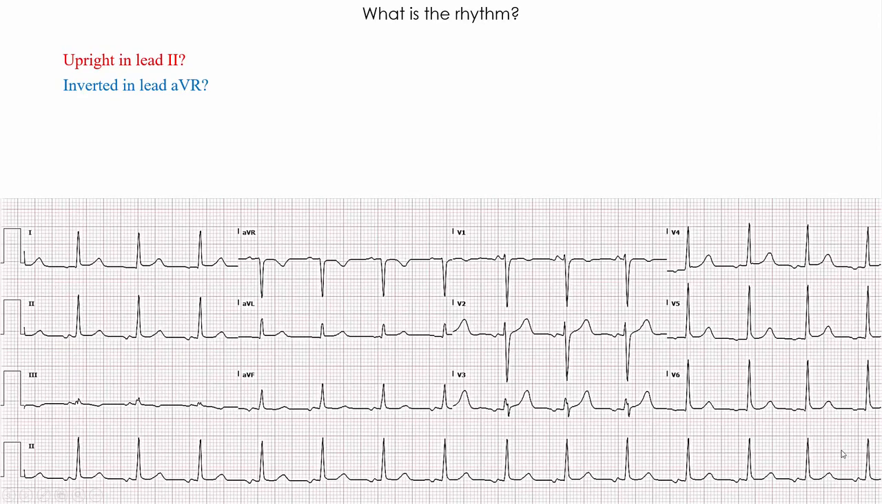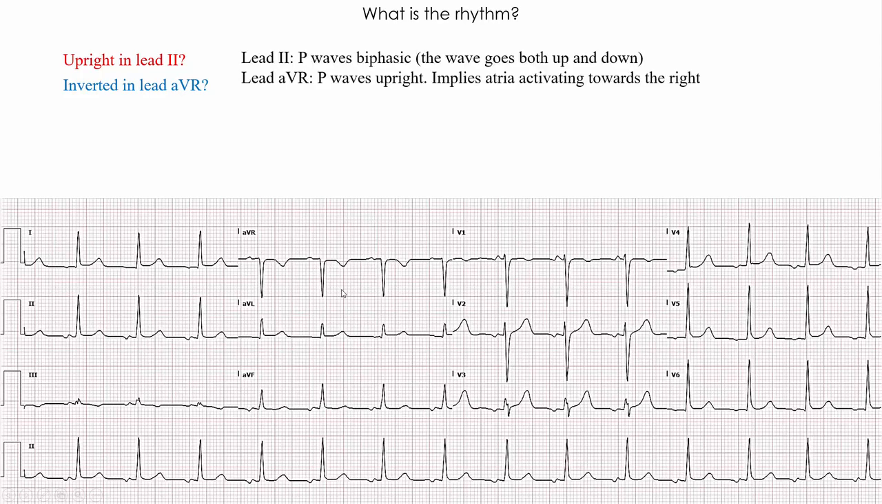Okay, what's the rhythm on this ECG? Well, we start by looking at lead 2. Are the P waves upright? No, they're not. Okay, they go down and then they go up. Then we look at AVR. Are they inverted like they're meant to be? No, they're upright. So this is not sinus rhythm.